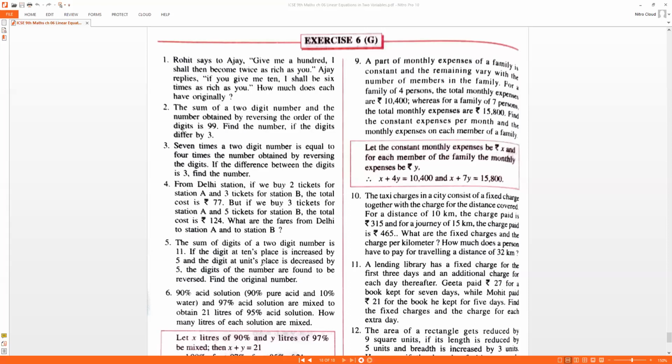Sorry, fifth. The sum of digits of a 2-digit number is 11. If the digit at tens place is increased by 5 and the digit at units place is decreased by 5, the digits of the number are found to be reversed. Find the original number. This is slightly different. So let's go back to the whiteboard. Okay, I'll read the problem again.